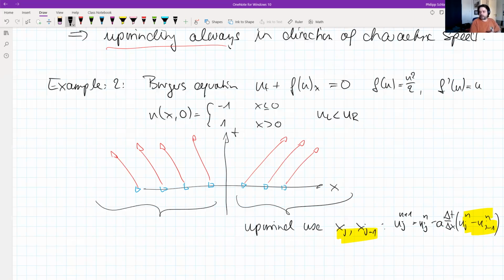In order to be stable on the other side, on the left side, the upwinding would actually need to go in the other direction. So my upwinding here would be uj and uj plus 1 that I would be needing. And of course, I could now write down the discretization on the left side as well.